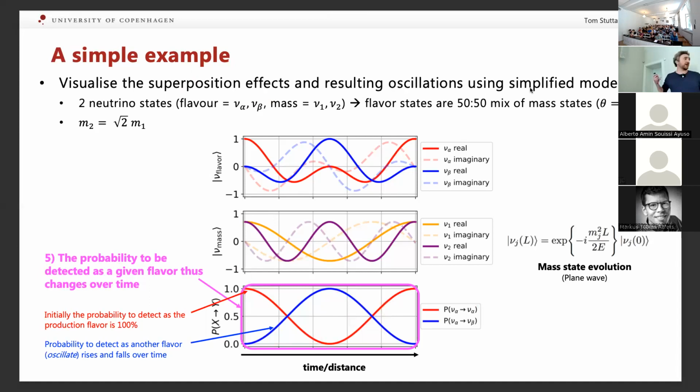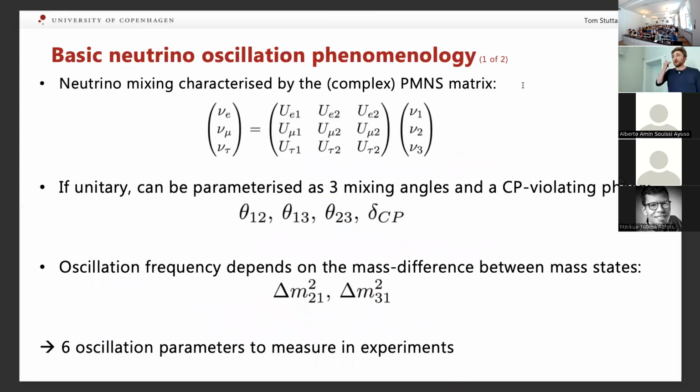This is a nice simple sine wave in a simple two state situation. So this is kind of a toy example of how oscillations really look if you break it down, not just the oscillations, but into the individual wave functions of the states that underlie this process. So just a real quick recap of the basic neutrino oscillation phenomenology.